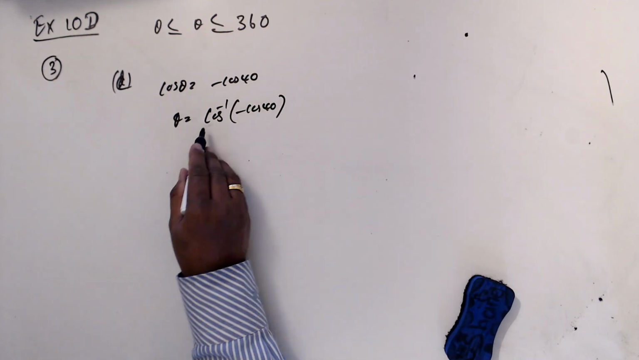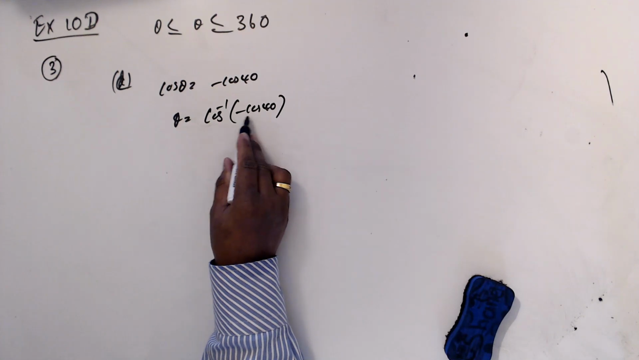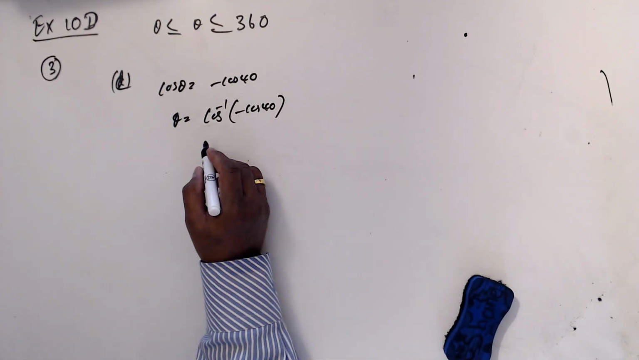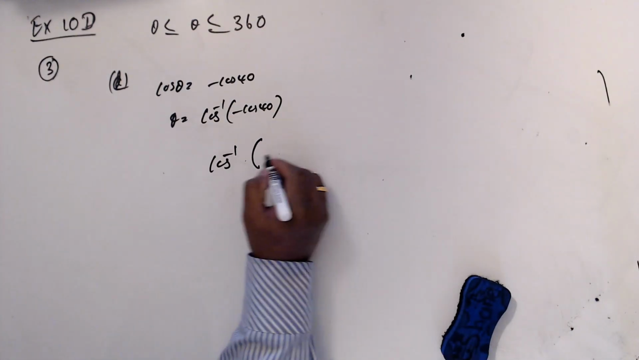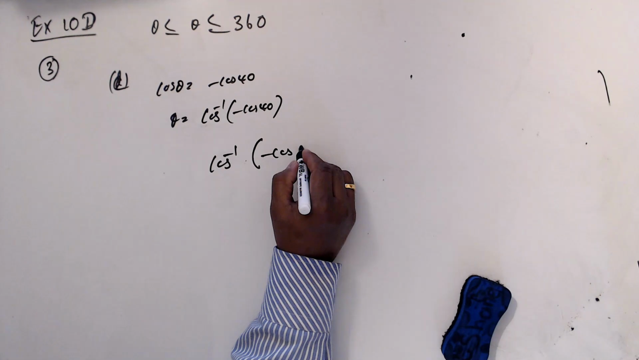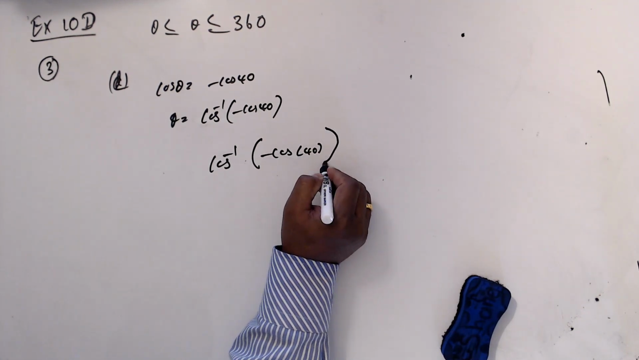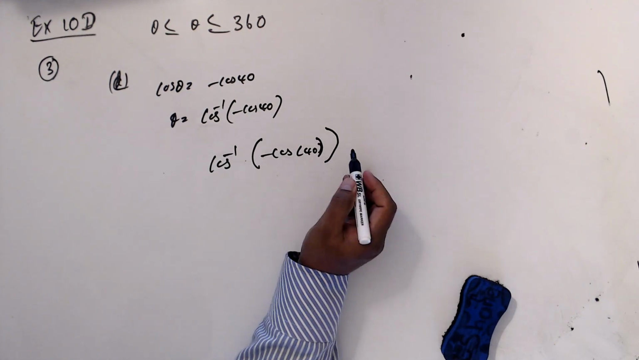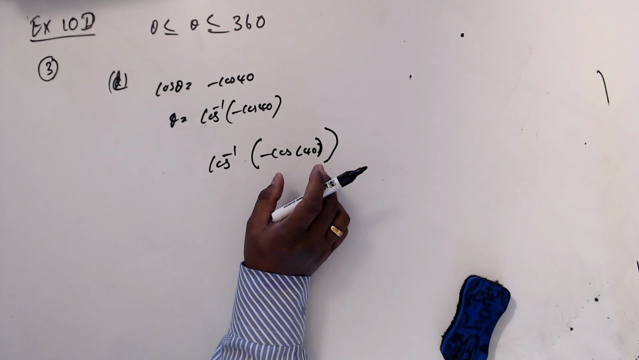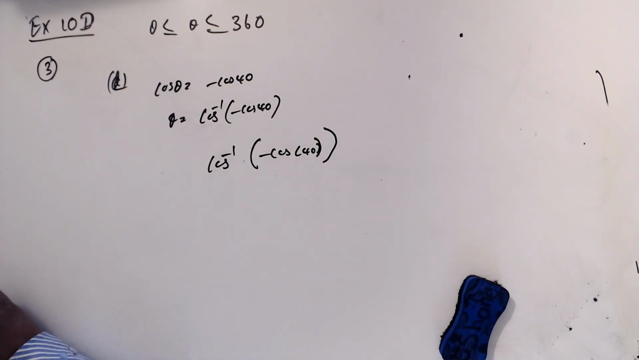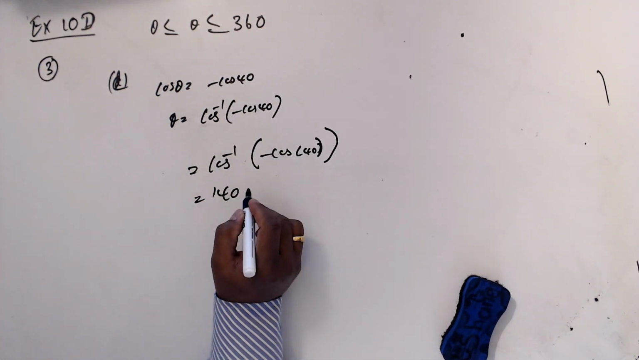Next sum, cos theta equal minus cos 40, theta equal cos inverse minus cos 40. So you can press shift cos, bracket already on, and type minus cos 40, bracket close. In your calculator you can see cos inverse, one more bracket, cos, this is also in the bracket, and then you have to close this bracket. So this answer is 140.